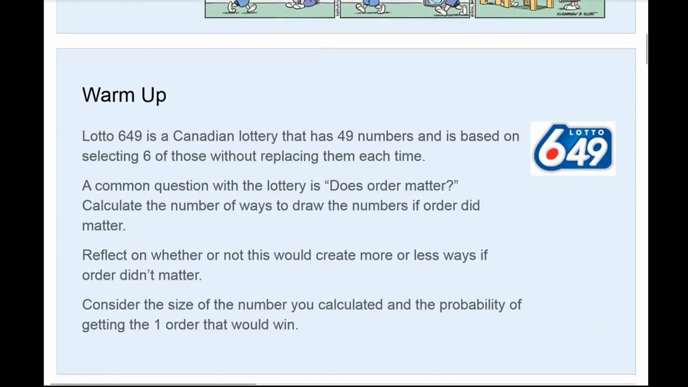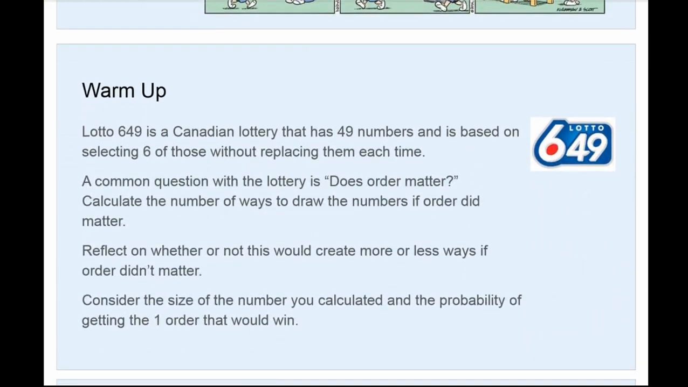Just as a warm-up, Lotto 649 is a Canadian lottery that has 49 numbers and is based on selecting 6 of those without replacing them each time. A common question with the lottery is, does order matter? We want to think about calculating the number of ways to draw the numbers if order did matter. In this type of question, we would be looking at something like permutations, which we've talked about in the previous lessons.